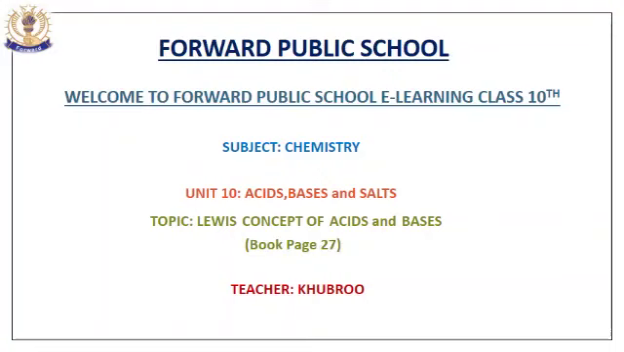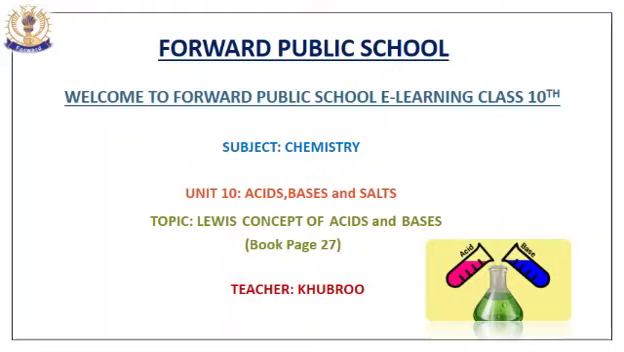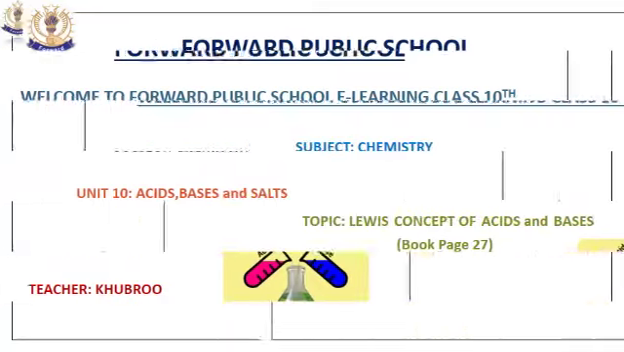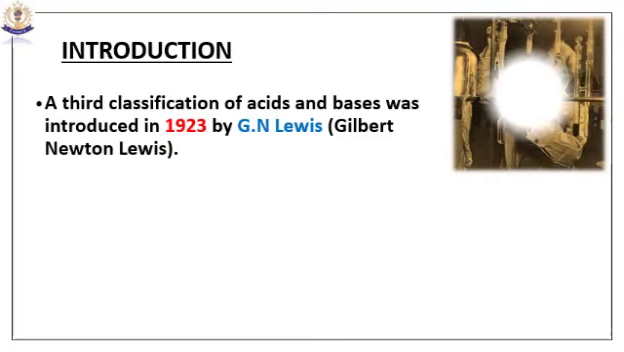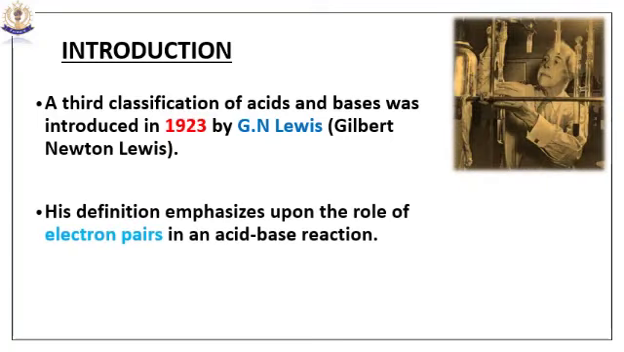Chapter is acids, bases and salts, and the topic we are going to discuss is Lewis concept of acids and bases. A third classification of acids and bases was introduced in 1923 by Gilbert Newton Lewis. His definition emphasizes upon the role of electron pairs in an acid-base reaction.